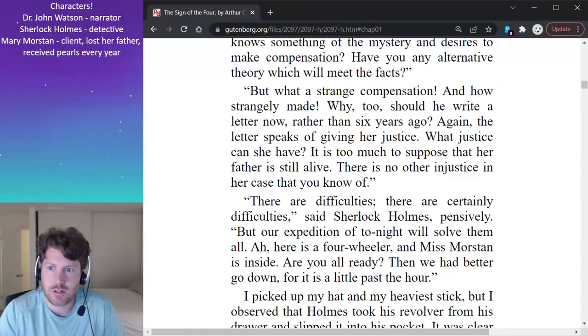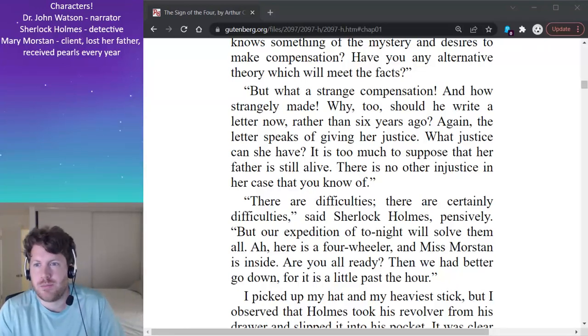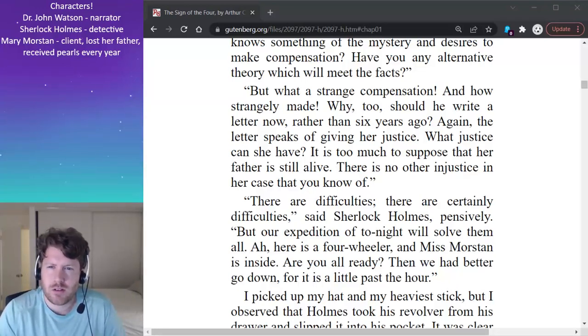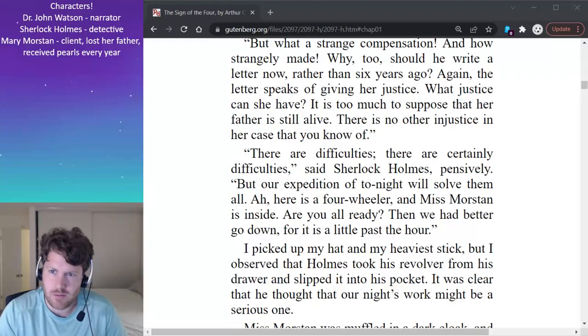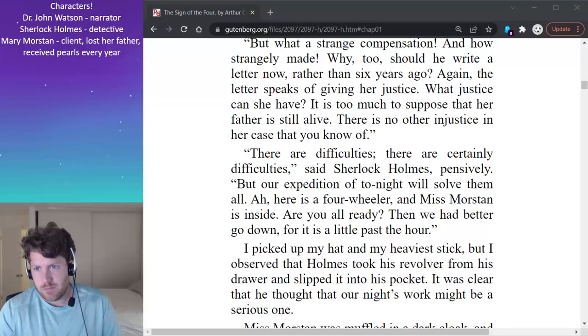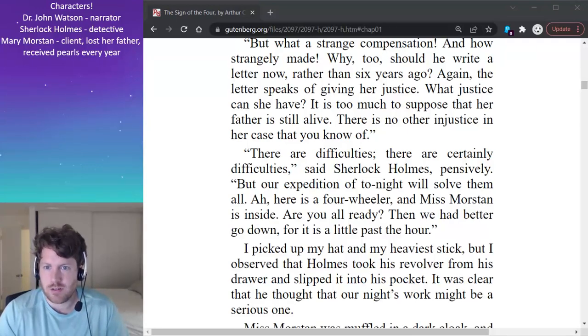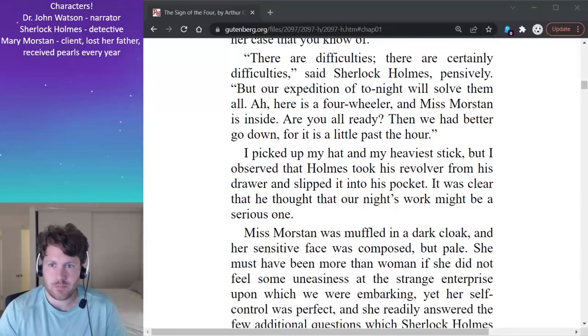"But what a strange compensation. And how strangely made. Why, too, should he write a letter now rather than six years ago? Again, the letter speaks of giving her justice. What justice can she have? It is too much to suppose that her father is still alive. There is no other injustice in her case that you know of." "There are certainly difficulties," said Sherlock Holmes pensively. "But our expedition of tonight will solve them all."